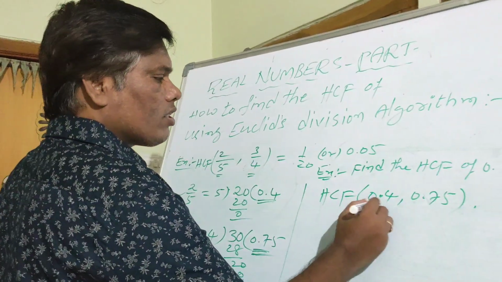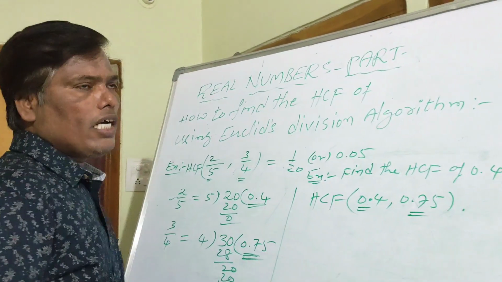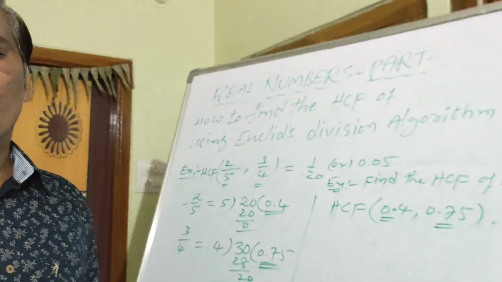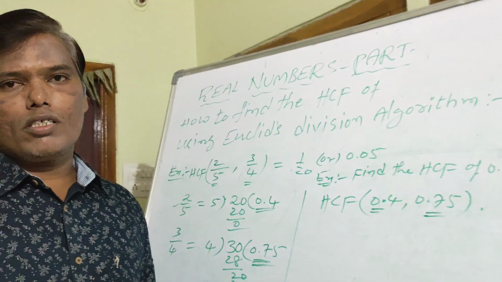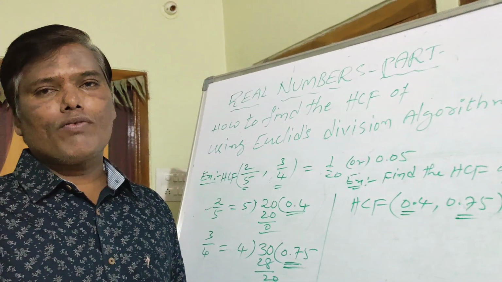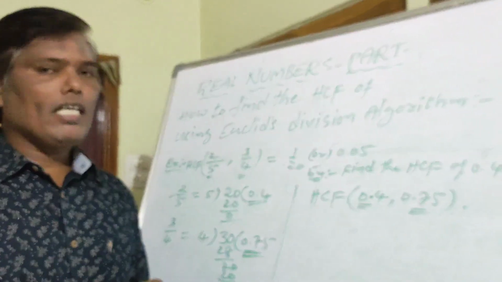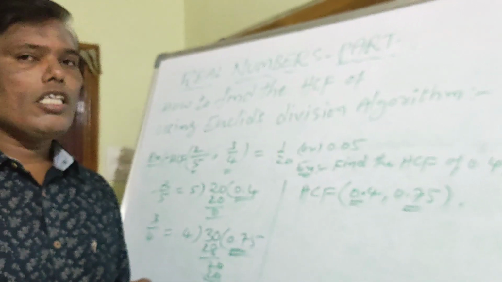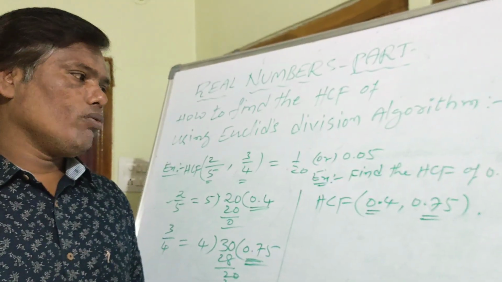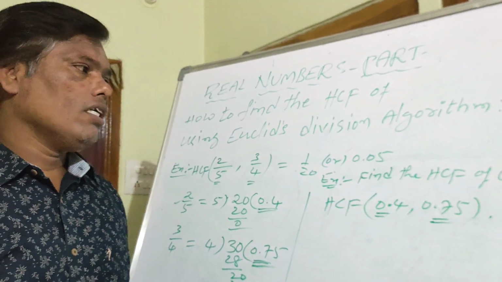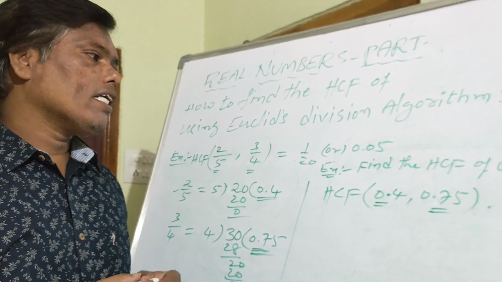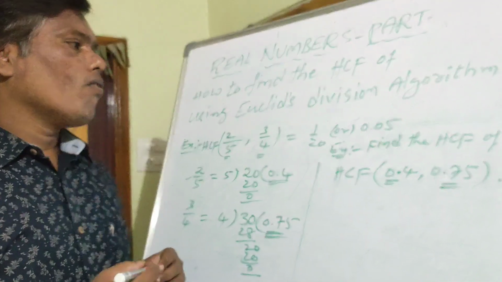In finding the HCF of decimals, already I told you, Euclid's division algorithm is applied to only positive integers. Many times I told in Part 1, Part 2, Part 3. So again I am telling you, Euclid's division algorithm is applied to only positive integers, but these are not positive integers. These are decimals. Then how to find the HCF? What do I have to do?